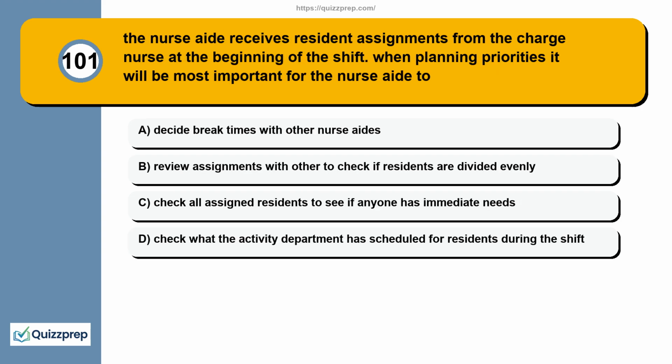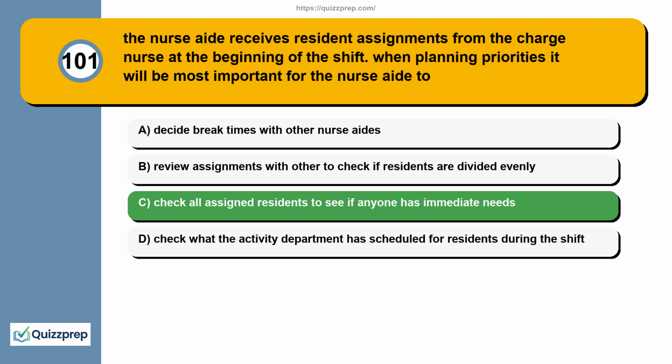Question 101. The nurse aide receives resident assignments from the charge nurse at the beginning of the shift. When planning priorities, it will be most important for the nurse aide to: option A, decide break times with other nurse aides. Option B, review assignments with others to check if residents are divided evenly. Option C, check all assigned residents to see if anyone has immediate needs. Option D, check what the activity department has scheduled for residents during the shift.